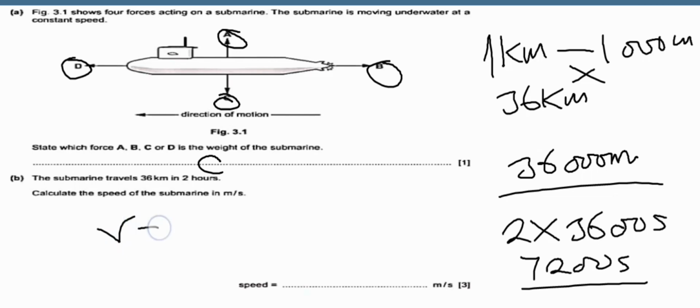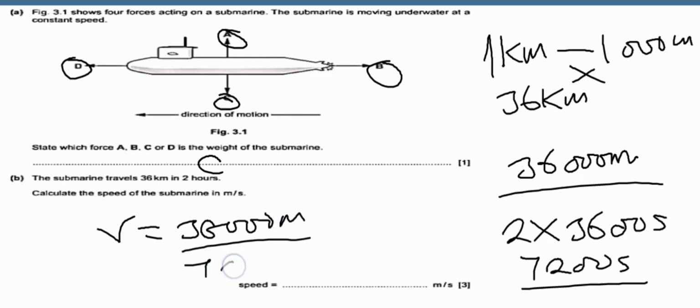So let's calculate speed. Speed is equal to distance. In this case, the distance is 36,000 meters divided by the time, which is 7,200 seconds. So when I divide, I'm going to get 5 meters per second. So this one is our speed. Let's move on to the next one.